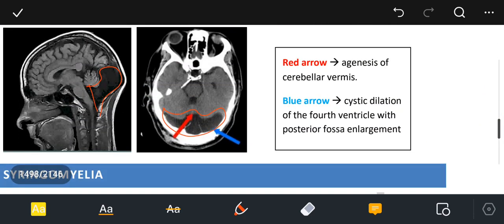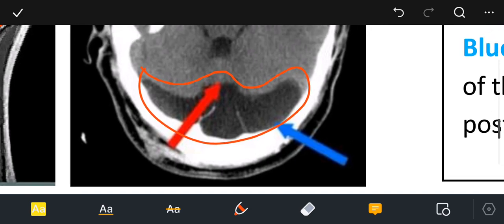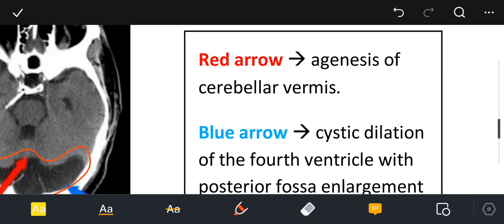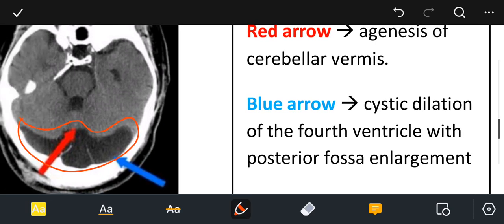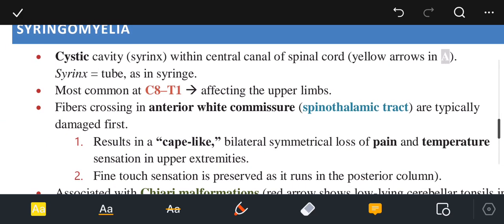Now let's come to the red arrow, agenesis of the cerebellar vermis. Here you can see in this picture that the red arrow which is present over here is showing the degeneration of cerebellar vermis, and the blue arrow shows cystic dilation of the fourth ventricle with the posterior fossa enlargement. Then Syringomyelia. Syringomyelia is a cystic cavity or syrinx within the central canal of the spinal cord, syrinx as in tube, or as in syringe.